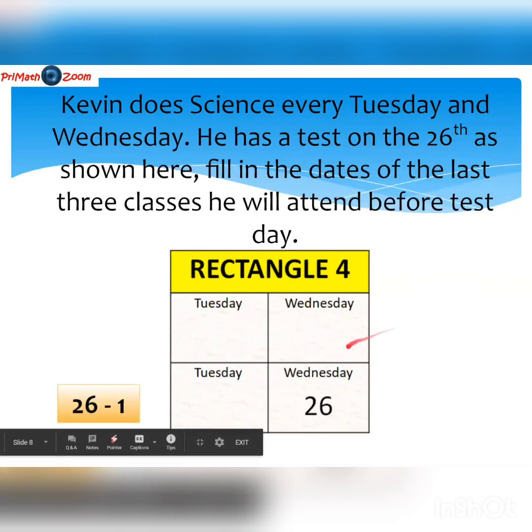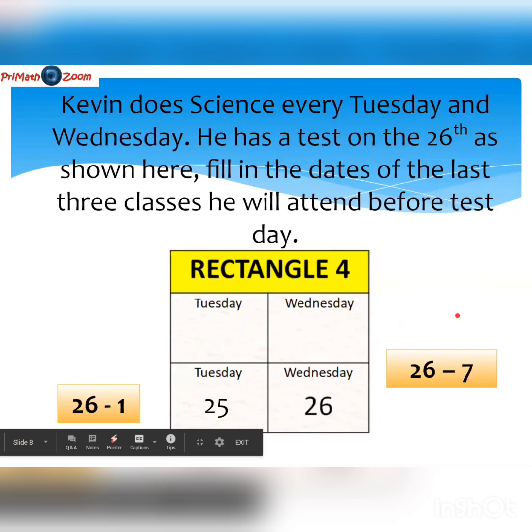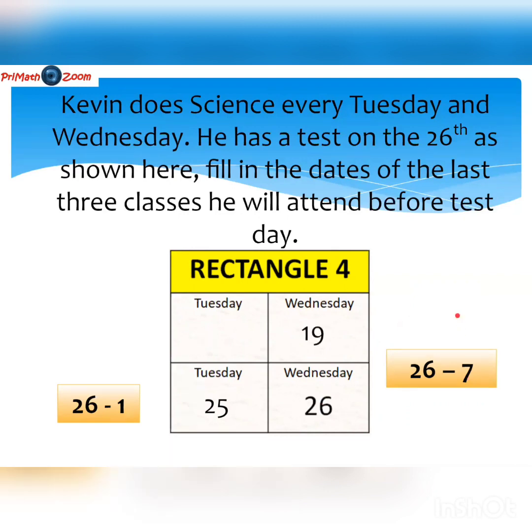So we know that we can just go right ahead and simply find the day before the test. So that will give us 26 minus 1. That is 25. Let's look at it again. We can find the same day of the week before this week by just subtracting 7. And that will give us 19. So now we need to figure out Tuesday. Can you figure out Tuesday?